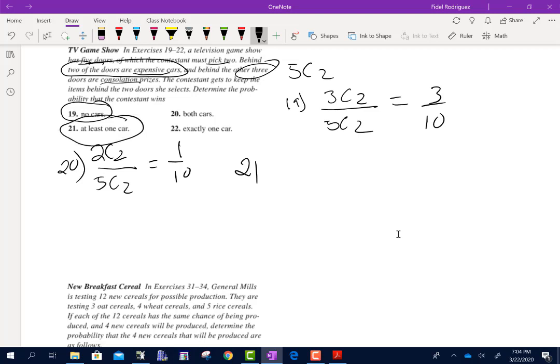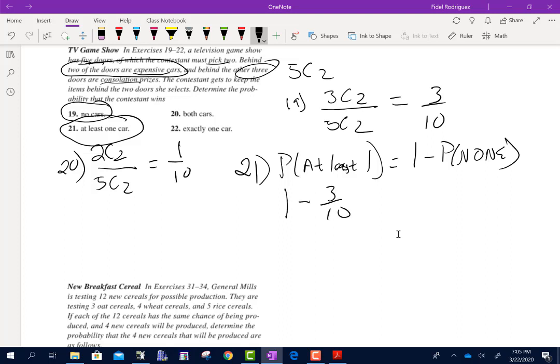21. So guys, look at 21. It says at least 1 car. So remember, we did this before. The probability of at least one is equal to 1 minus the probability of none, which is what we did in 19. So look, if I'm going to go 1 minus 3 over 10, we can write that as 10 over 10 minus 3 over 10 gives me 7 over 10, right?